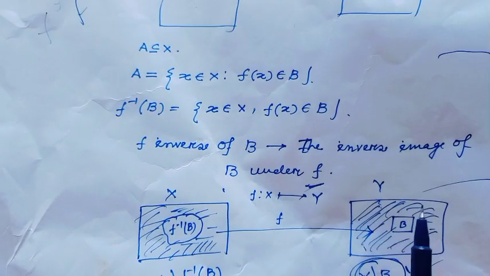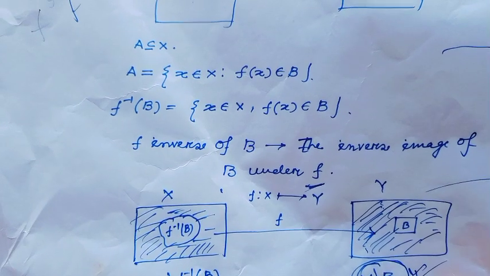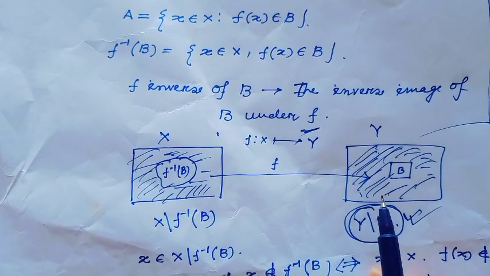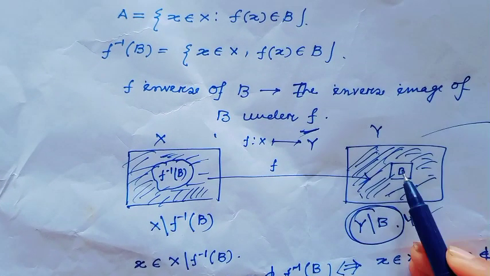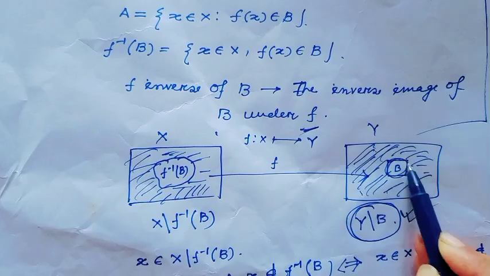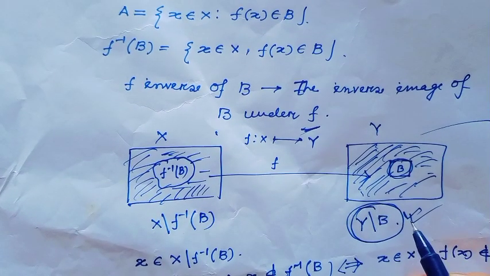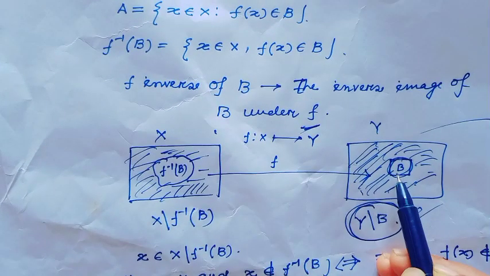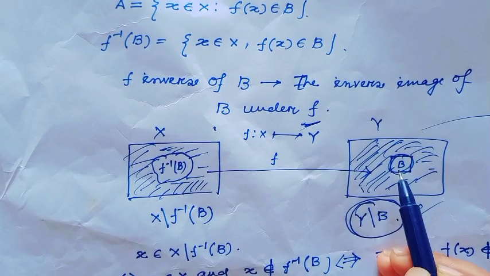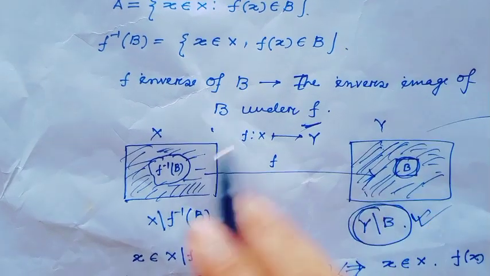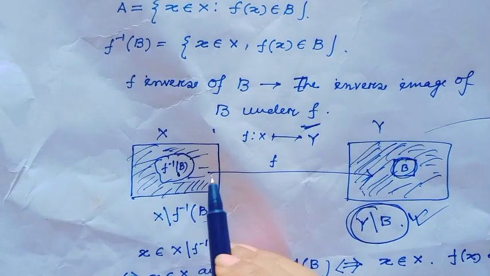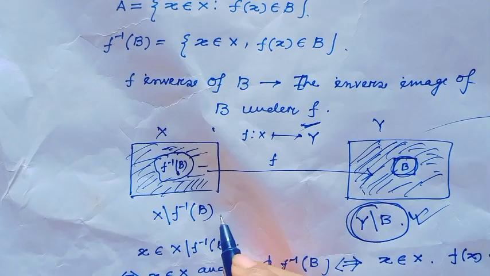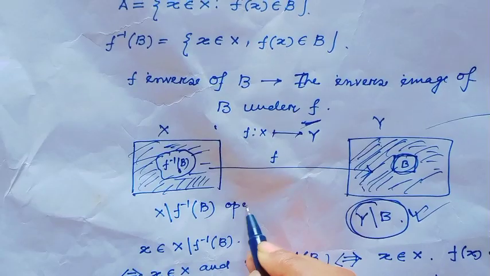Here the idea of closed sets comes from this concept, because closed means the complement is open. If this set B is closed, then the complement Y minus B would be open. Similarly, if the function is continuous and B is closed, then f inverse B would also be closed. That means the complement X minus f inverse B would be open.